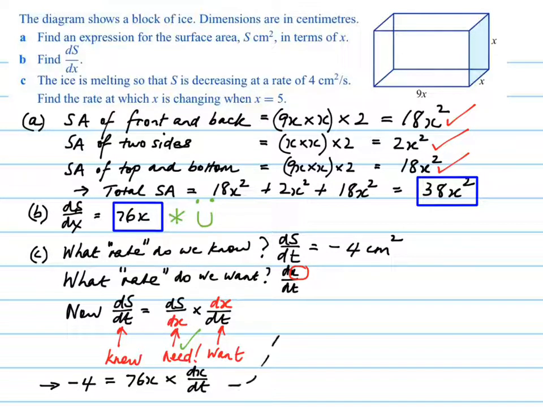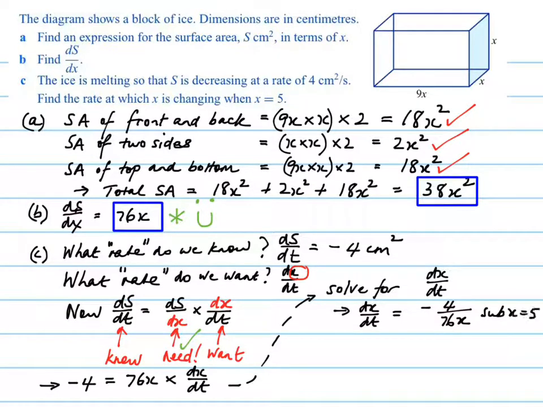So we can just start substituting or rearranging now, solving for dx/dt. And what do we get? dx/dt is minus 4 over 76x. Oh, wow. And x is, look at the question in part C, 5. There it is. Just sub in, and what do we get? No problem. I think 4 and 76 have got a common factor. In fact, I think it's 4.